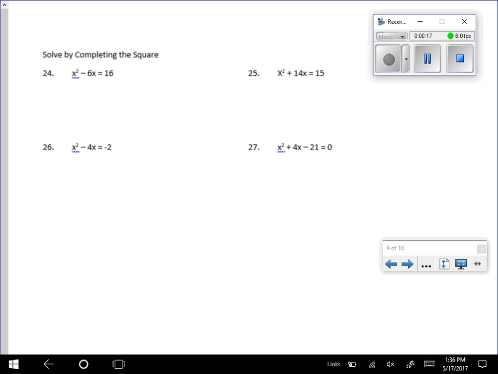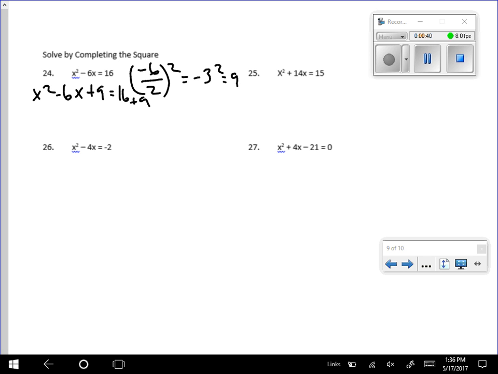Notice that on this one, we have this c technically on this side of the equation, which is good, which is what we want. So negative 6 divided by 2 squared would give us negative 3 squared, or 9. So we're going to add 9 to both sides. Okay, so then if we factor, we would get x minus 3 squared equals 25. Because if you factor this, you get x minus 3 times x minus 3. Factor of 9, that adds up to 6. So we can write it as x minus 3 squared.